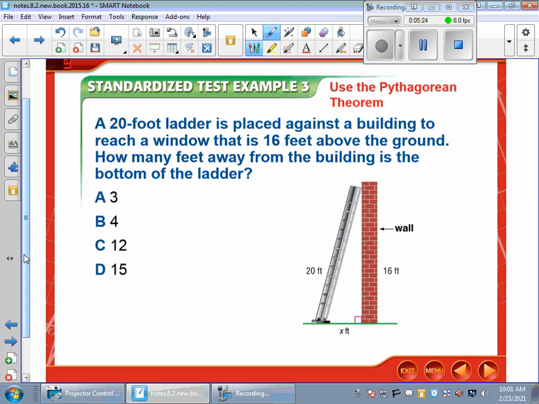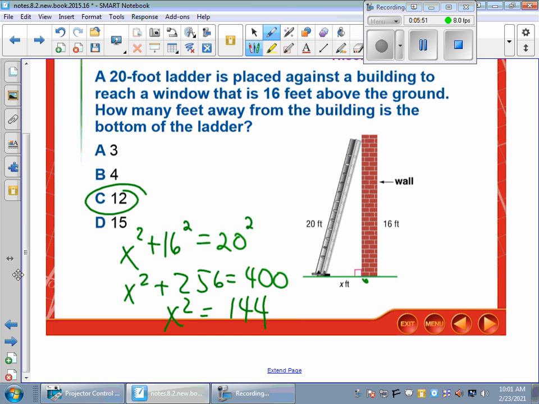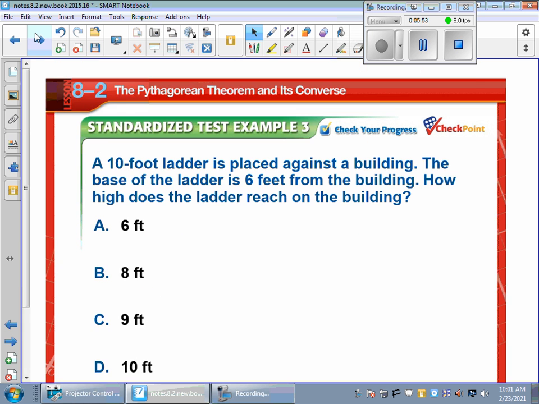So in this example, here's your 90 degrees down here. So you're going to go x squared plus 16 squared equals 20 squared. And again, you're doing the math. You're using your calculator. Do what you got to do. x squared plus 16 squared is 256. 20 squared is 400. You subtract over, you find that x squared equals 144. When you square root that, final answer is 12. And that should be with units.